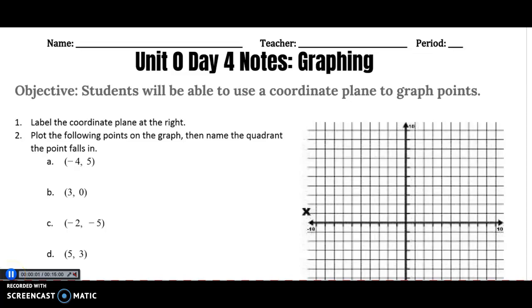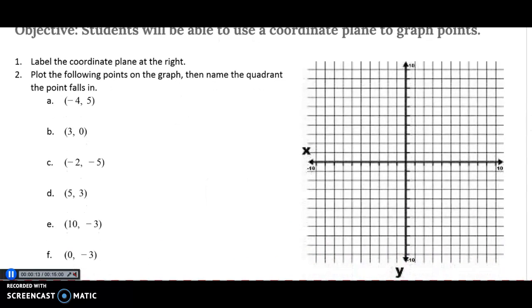All right, so in this video, you will be able to use the coordinate plane to graph points, both from given points and from a table. So we're going to look first at this first one. We're going to label the coordinate plane at the right.